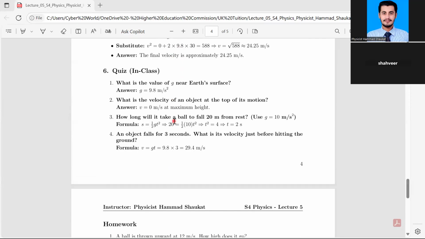Can you tell me how long it will take a ball to fall 20 meters from rest? So which equation of motion can you use to solve this problem? Which factors are given? The distance is given. And they are asking you to find time. So which equation of motion do you have to use? Second one. Yes, second one. So by using the second equation of motion, you can solve this problem.